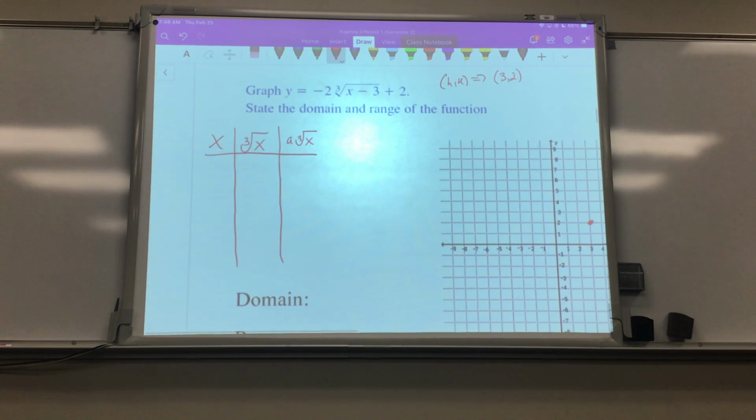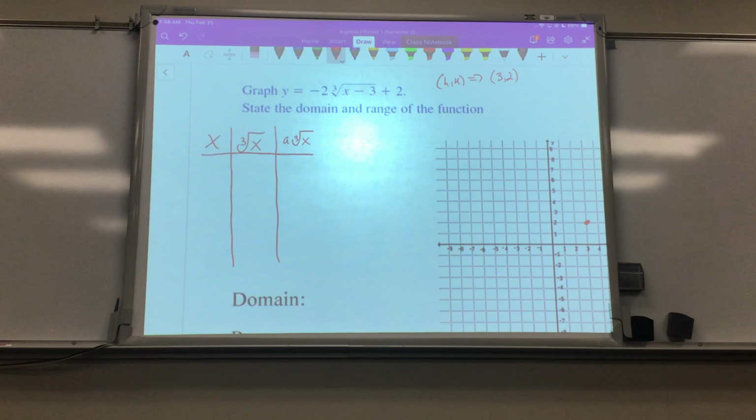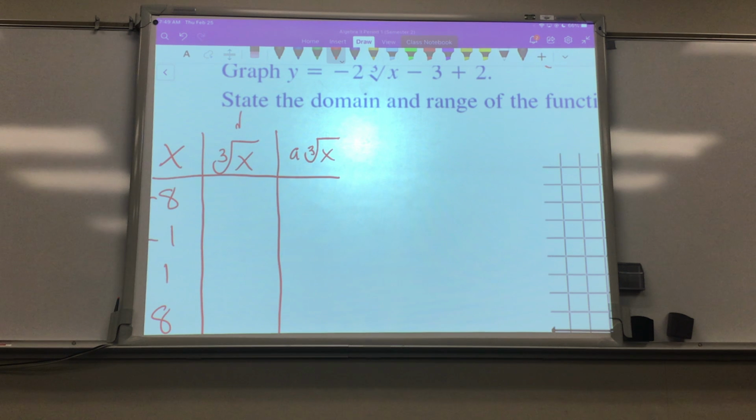Now, what are some x values I want to use on the table here? Alex? -8, -1, 1, 8. Why do we use those values? Because we're doing a cube root, and all those values are perfect cubes. When we've done graphing all year, the middle column is what's changed, depending on what type of function we're doing. Now we're doing a cube root function.